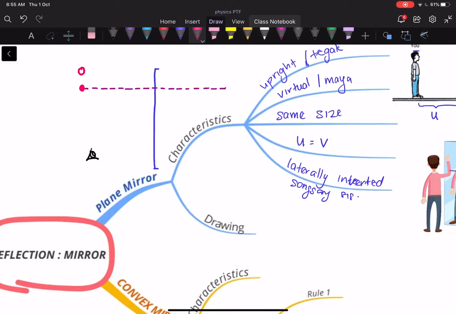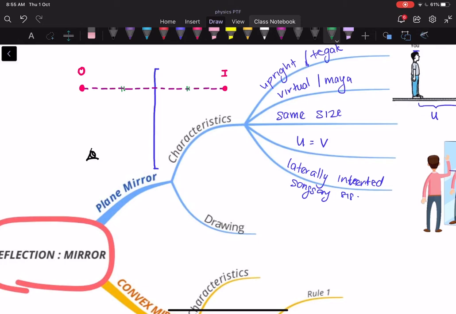And on the other end here, I'm going to have my image. I'm going to call that I here. And always, as I said, the object distance and the image distance must be equal to each other. Yeah? So make sure you measure and make sure they are equal when you are drawing it. Okay, now. Next thing, that's step number one. Make sure in step number one, your object distance and the image distance are equal.